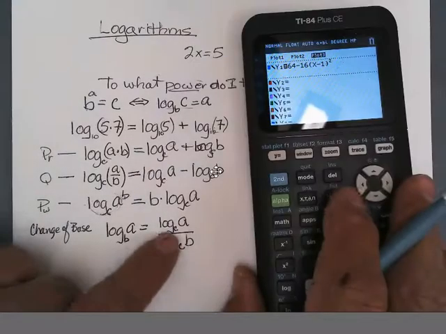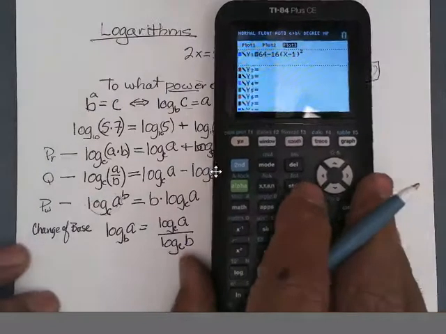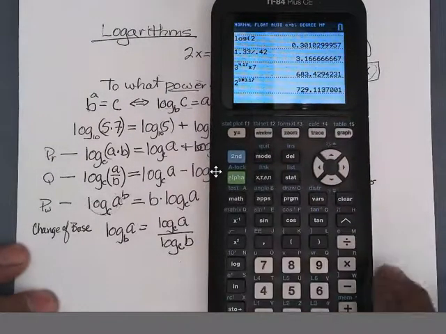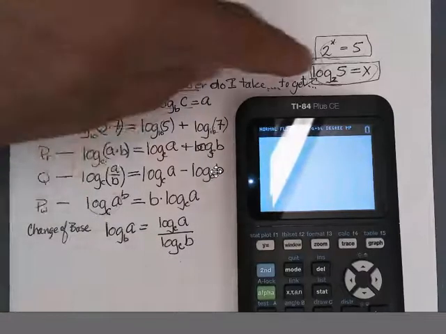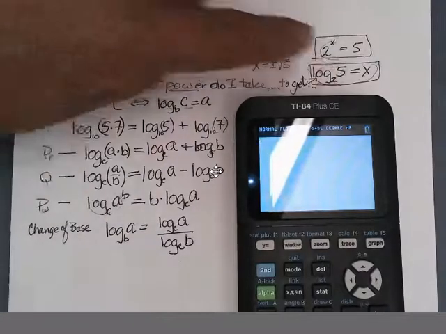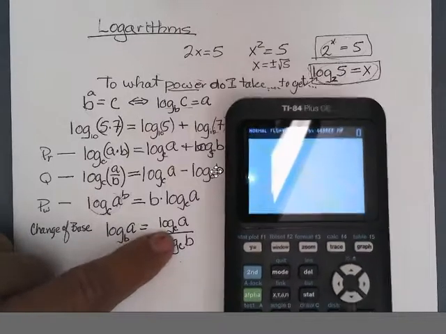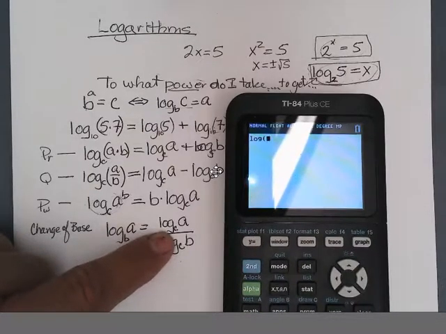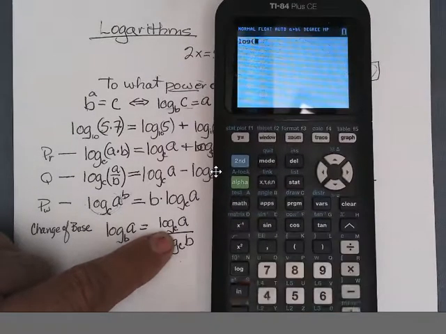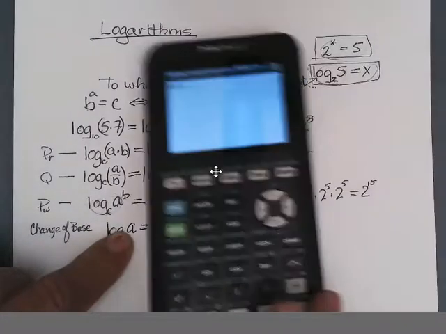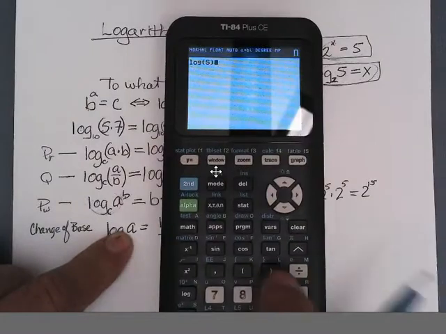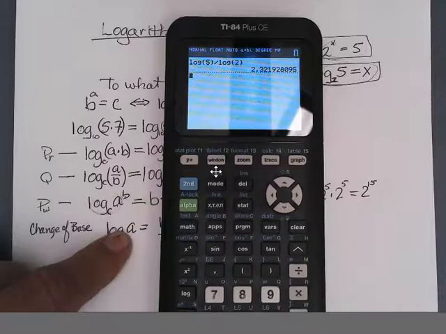Now I'm going to really emphasize that it doesn't matter which base you want to use here. So to do this problem, log base 2 of 5, I would take log in any base I like. So I'm going to do log, that's in base 10 because that's the log button. Log of 5 divided by log of 2, close parenthesis, and I get this number.